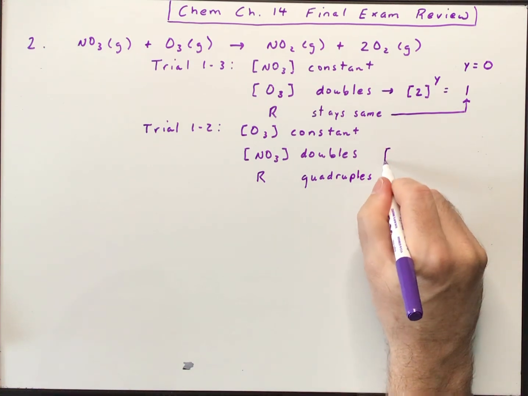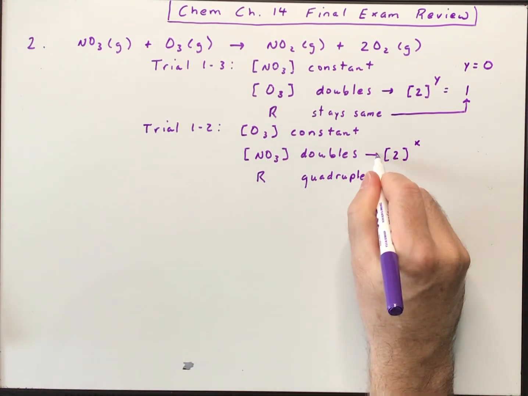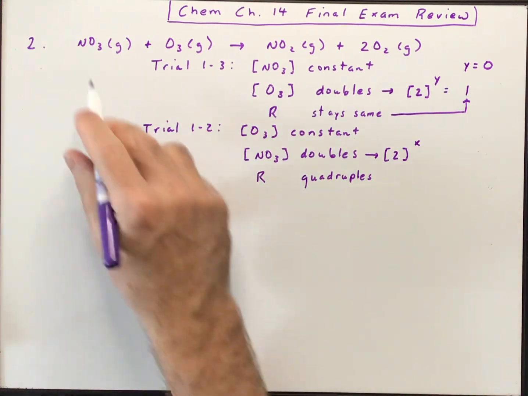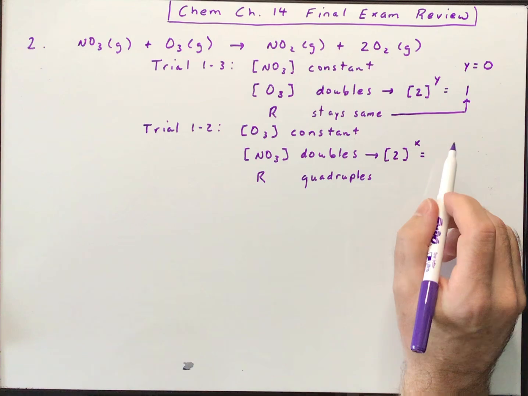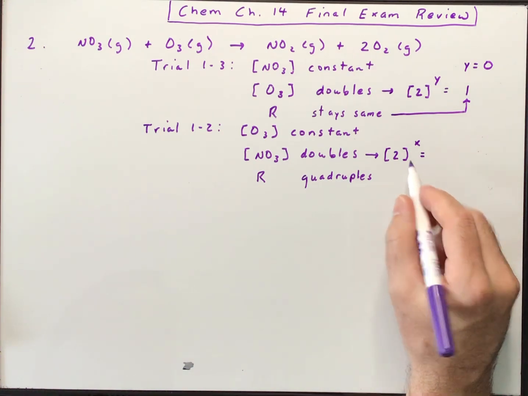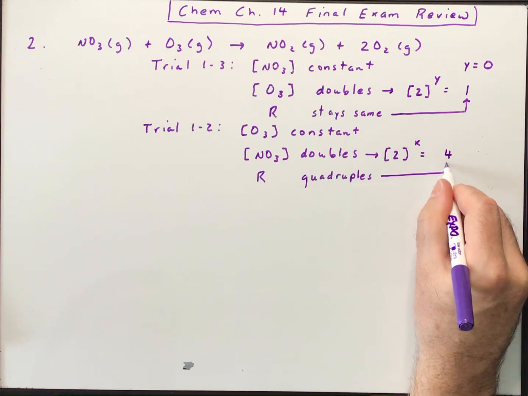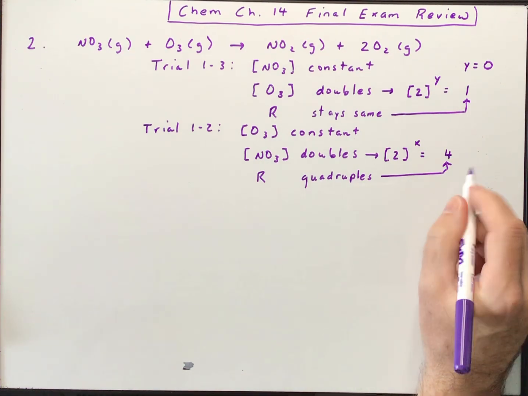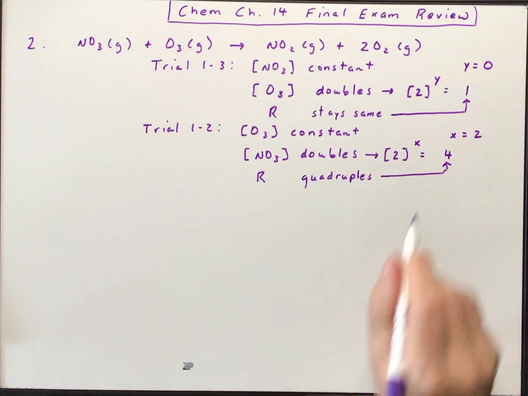So that's like saying 2 to the x power, so if it doubles, it's 2. It's the first reactant, so it gets x. A lot of students get the x and y backwards, so be careful. And quadruple is like a 4. So x is equal to 2. 2 squared is equal to 4.